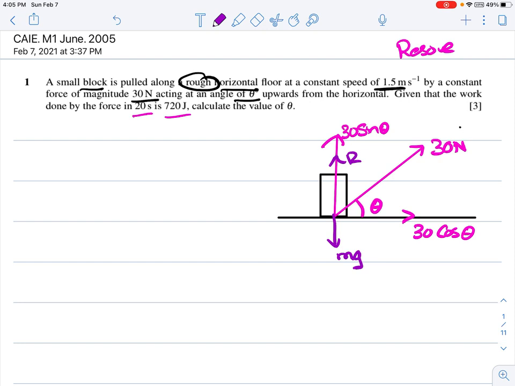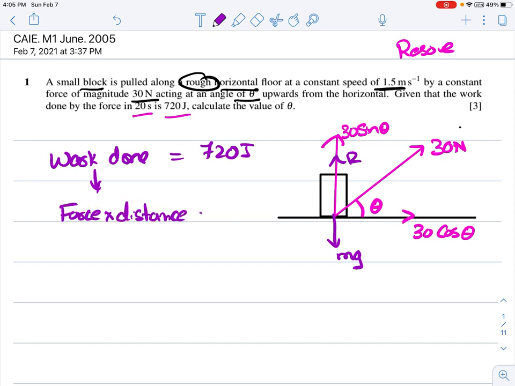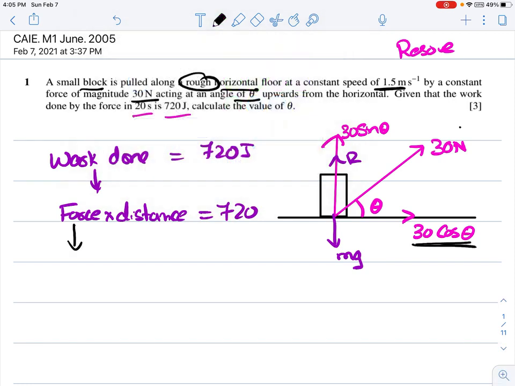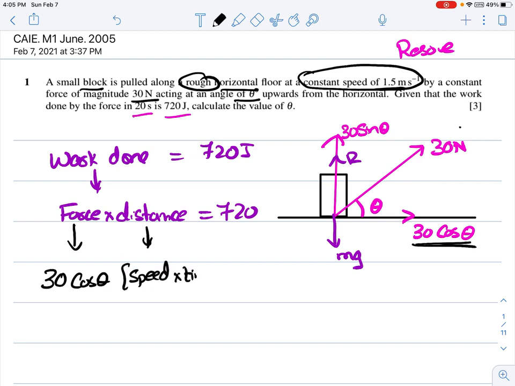What is given? That total work done is equal to 720 joules. Work done is nothing but force times distance, is equal to 720. What is the force? Because of which force is it moving? It is moving because of this 30 cos theta. So the force is 30 cos theta. Distance, because it is moving with a constant speed, is equal to speed times time.